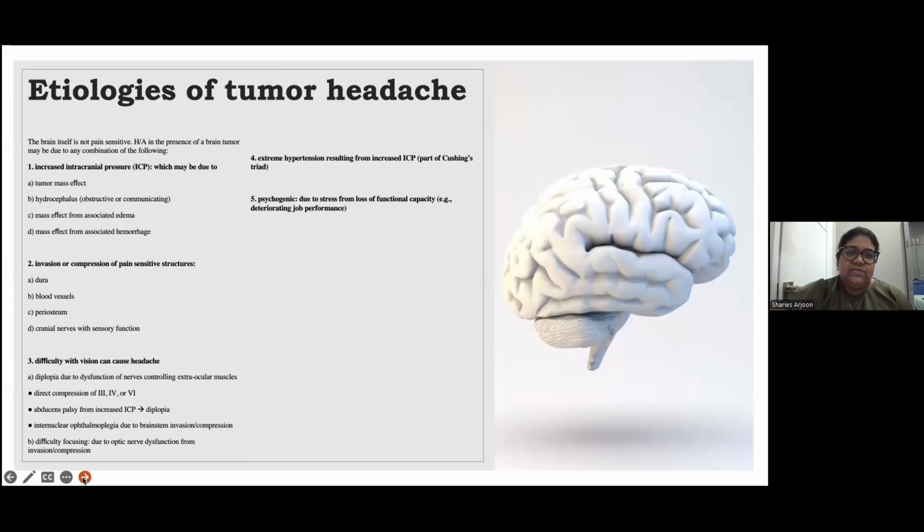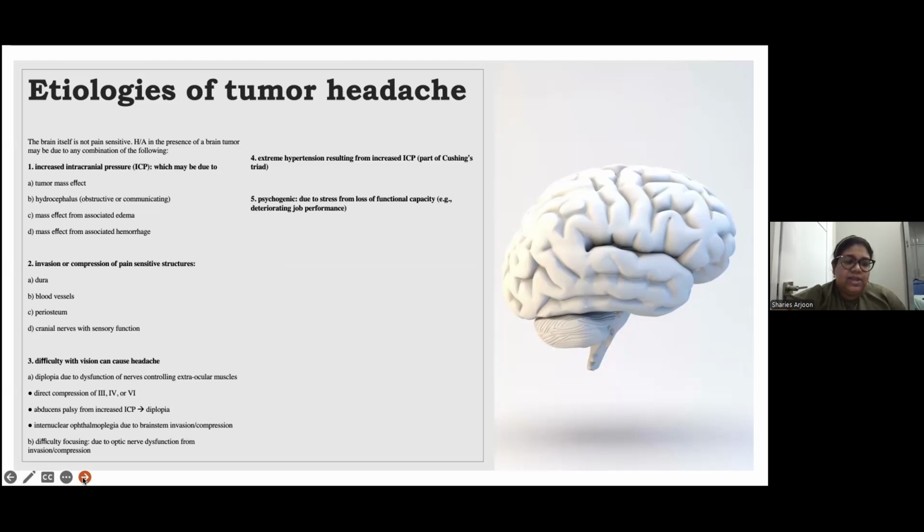So the etiologies of tumor headaches: the brain itself is not pain sensitive, and headaches in the presence of a brain tumor may be due to any combination of the following. Increase in intracranial pressure, which may be due to tumor mass effect, hydrocephalus, which could be obstructing or communicating, mass effects from associated edema, or mass effects from associated hemorrhage. There can be invasion or compression of pain-sensitive structures such as the dura, periosteum, blood vessels, or cranial nerves with sensory function. There can be difficulty with vision, and this can cause headaches where there's diplopia due to dysfunction of cranial nerves controlling extraocular muscles.